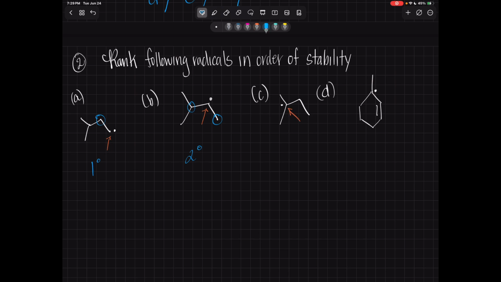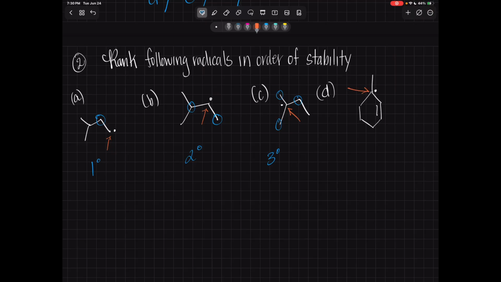We realize that the radical is right here on this carbon. Connected to it are 1, 2, 3 carbons, so we can denote this as a tertiary radical. Let's move on to D.